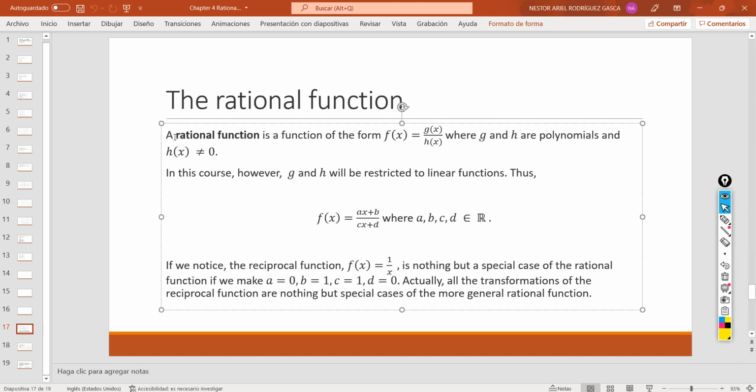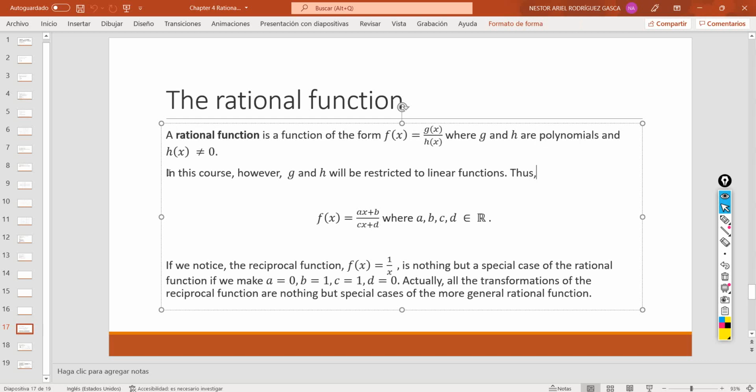So let's read. We have the following definition. A rational function is a function of the form f of x equals g of x over h of x, where g and h are polynomials and h of x is different than 0, because of course this function over here cannot be 0, right? If this is to be understood as something mathematically valid. So basically, a rational function means a function that is understood as the division of two polynomials.